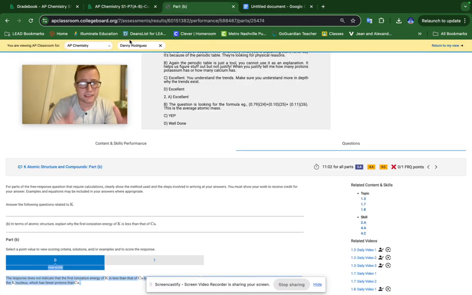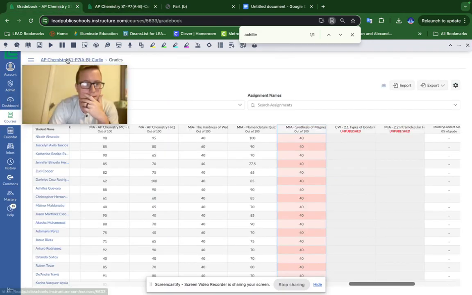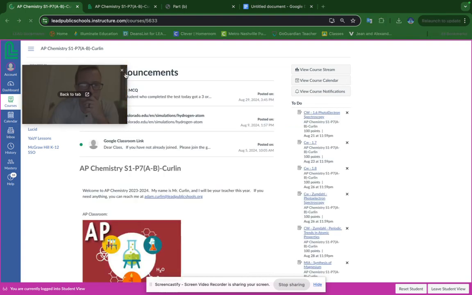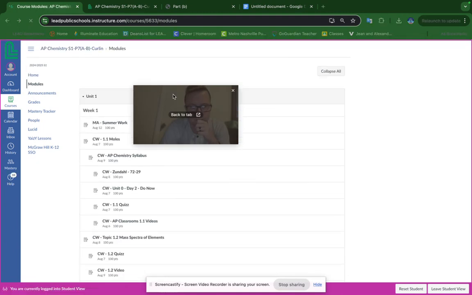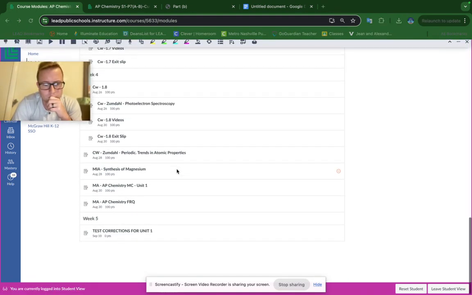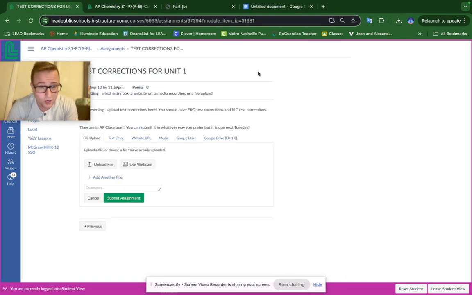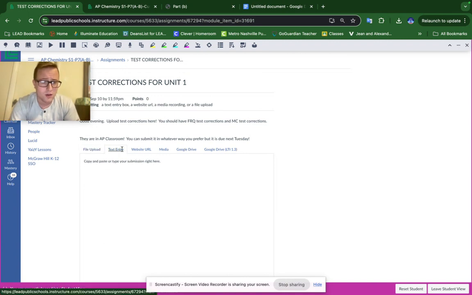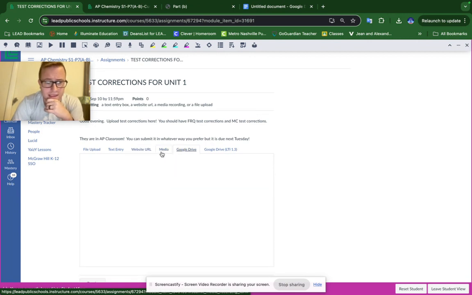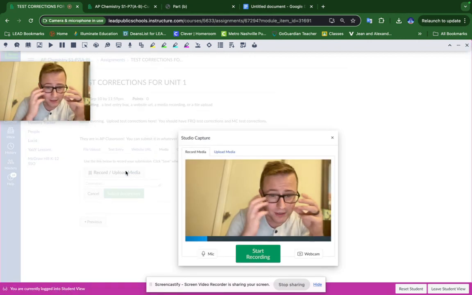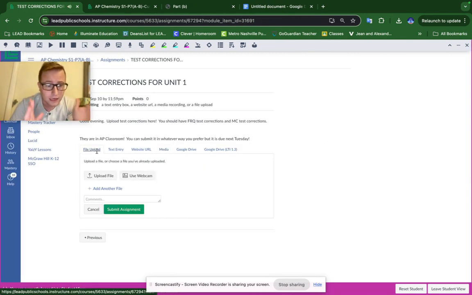Okay, so that's test corrections. That again gets submitted here. You're going to go down. There's test corrections for Unit 1. You'll open it up, same way as you did the other one. Click Start. I have a whole bunch of ways you can turn it in. You can turn it in text right here. You can make your own Google Doc. Google Drive is right here. You can, again, record and upload paper. If you took a picture of it, take a picture of it, submit it to me. However you want to do it is fine.